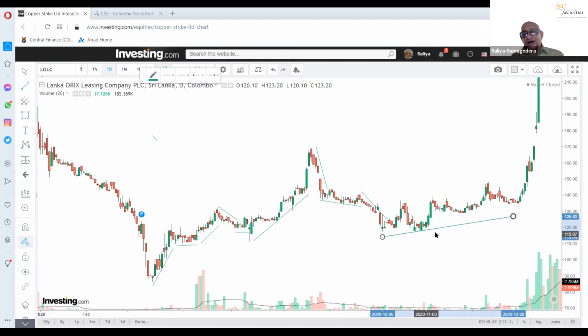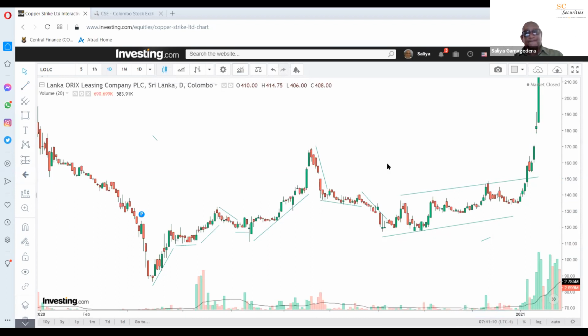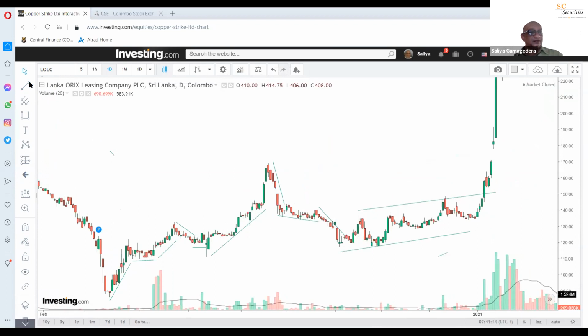So after this down sideway movement, we can see that from here there is a breakout and the prices have started moving up from here.